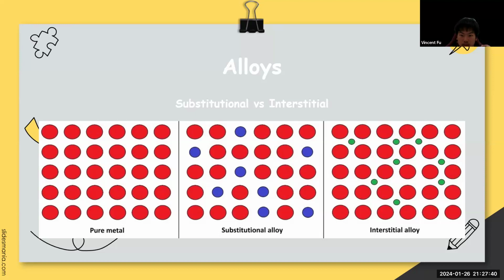The smaller atom wouldn't be able to substitute the position of the bigger one, so it just goes in between the bigger ones. For example, steel is an interstitial alloy because carbon is much smaller than iron, so carbon goes in between the iron atoms.